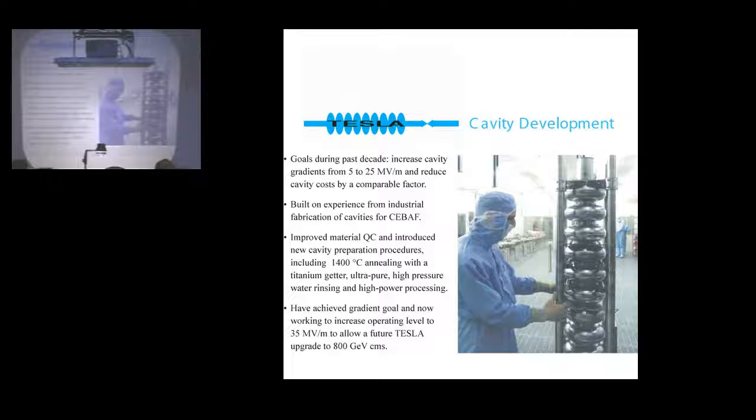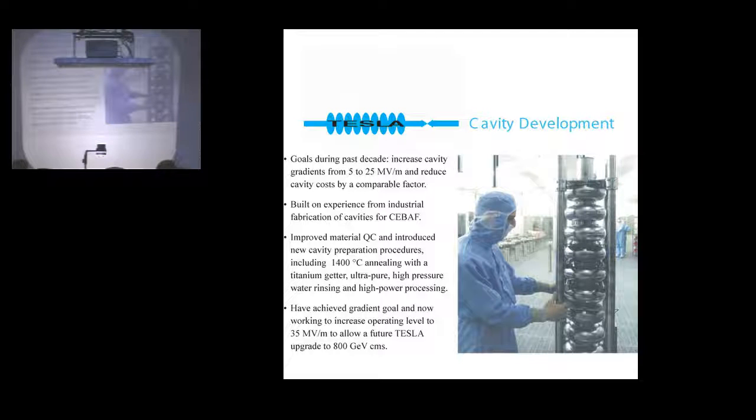And they built on the experience from the initial industrial fabrication of the cavities for CEBAF. They did, of course, a lot of improvements, especially with the material QC and various techniques to, you can think, pre-process the structures before you turn on the RF. For instance, heat treatment, ultra-pure high-pressure rinsing and high-power processing, and I'll show you in a minute. And basically, they've claimed to achieve their gradient goal of around 25 MeV per meter.